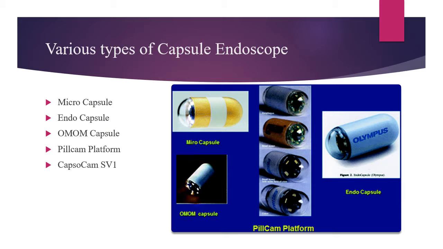There are various types of capsule endoscopes such as microcapsule, endocapsule, PillCam platform, and so on. The PillCam video capsule endoscope consists of a 26 by 11 mm capsule containing the video camera, illumination, and batteries. Among its various types, the PillCam video capsule endoscope dominated the market for a few years by itself. Thus, this is the one on which most of the literature is written.